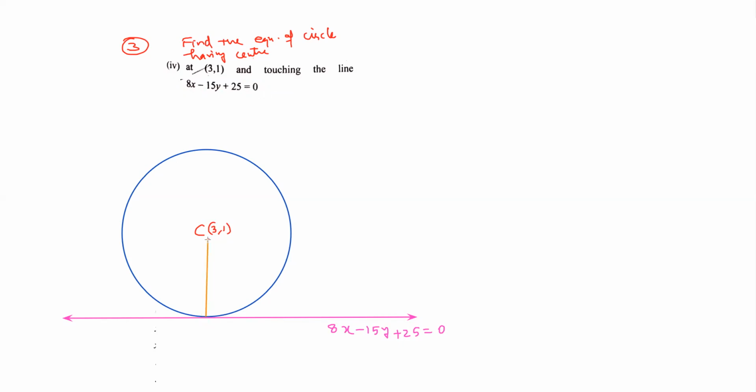Now what will I do? I will join the center with the tangent, and let this point here be the point of contact. Everybody knows that if a line is touching the circle, then the line is tangent to the circle. So every tangent has a point of contact. Let the point of contact be P. This point is P here. What will I do next?